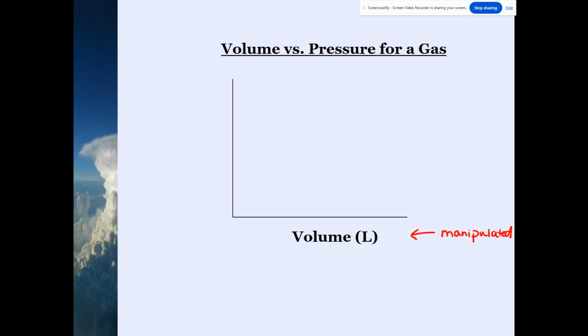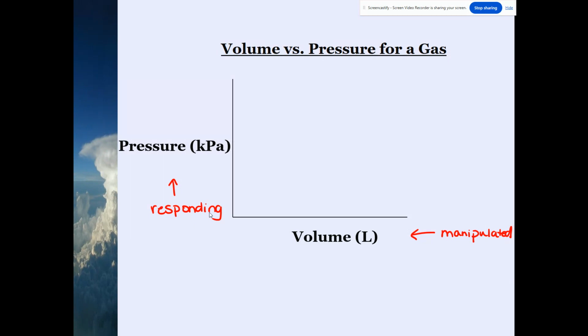And we're going to be talking about manipulated and responding variables in labs that we do in this course. Essentially, the manipulated variable is what you are changing, or what change you're allowing or forcing to happen. The responding variable is what you measure in response to this.